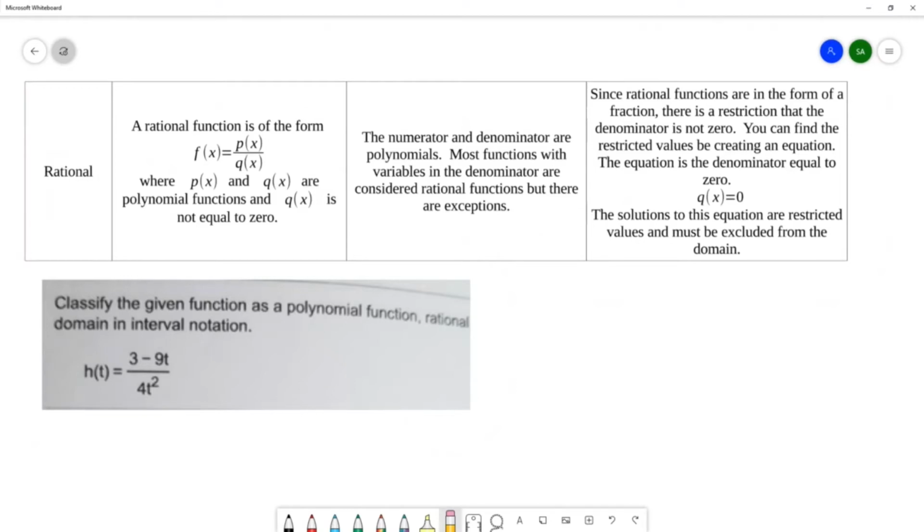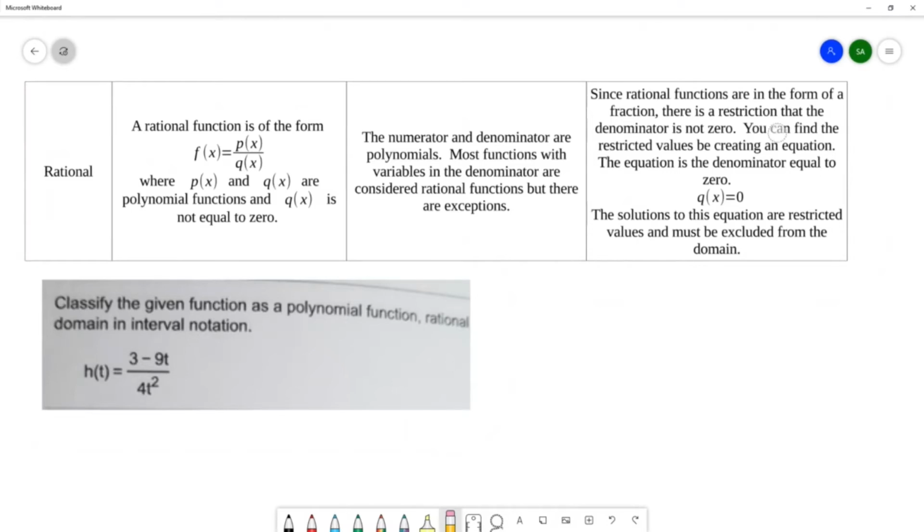So once we've classified that as a rational function, then we want to find the domain in interval notation. This last part over here is how we find the domain. So let's read over it. Since rational functions are in the form of a fraction, there's a restriction that the denominator cannot be 0. Okay, now what that means is that a 0 in the denominator is something that's undefined. Division by 0 is undefined and therefore not allowed.